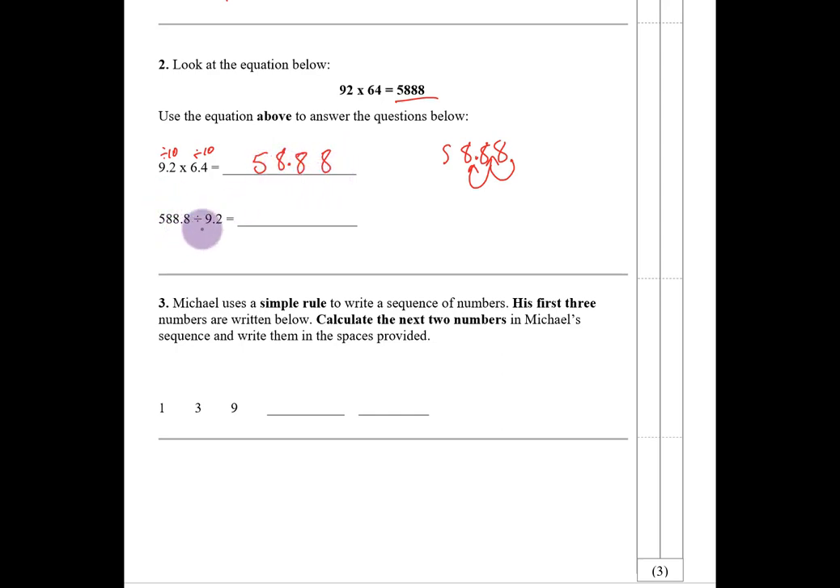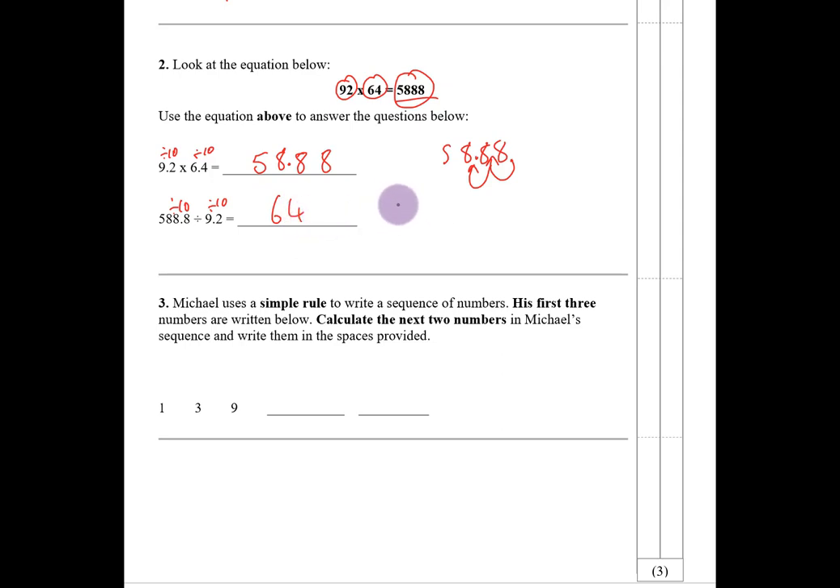And very similar to this question, what have we done to the answer here to turn it into 588.8? We've actually divided it by 10. And then to turn 92 into 9.2, we've divided it by 10. Now, with multiplication, basically whatever you do to one side will happen to the answer. But with division, if the same is done to both sides, the answer will actually just stay exactly the same. So this will be 64.